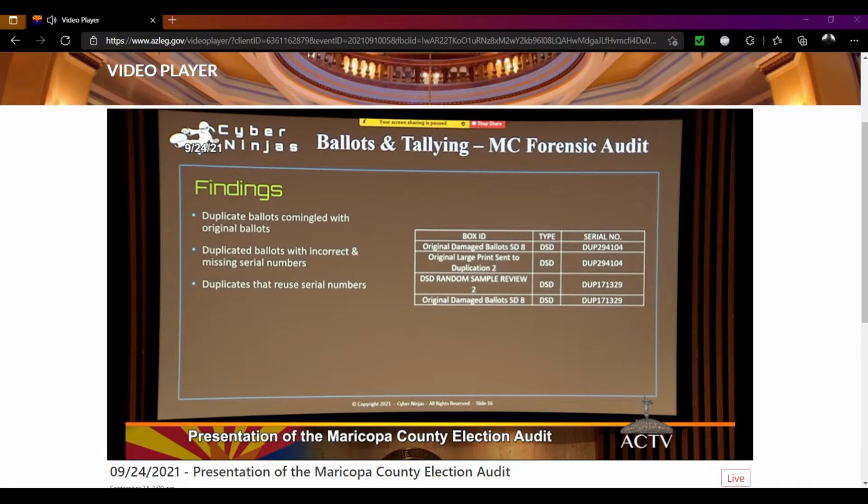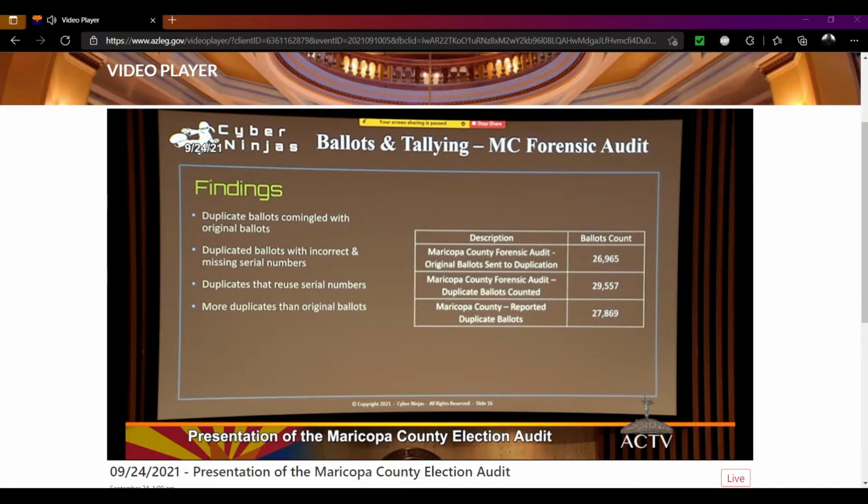In this case, I believe we've got a large print and a standard damaged ballot. We also have a few others in here. Again, same exact serial number, but these were not the same ballots. And specifically, if you ever take a look at a large print ballot, they're huge. They're very, very large. So it's not just that something was photocopied or anything like that. They literally used the same serial number on otherwise unrelated ballots.